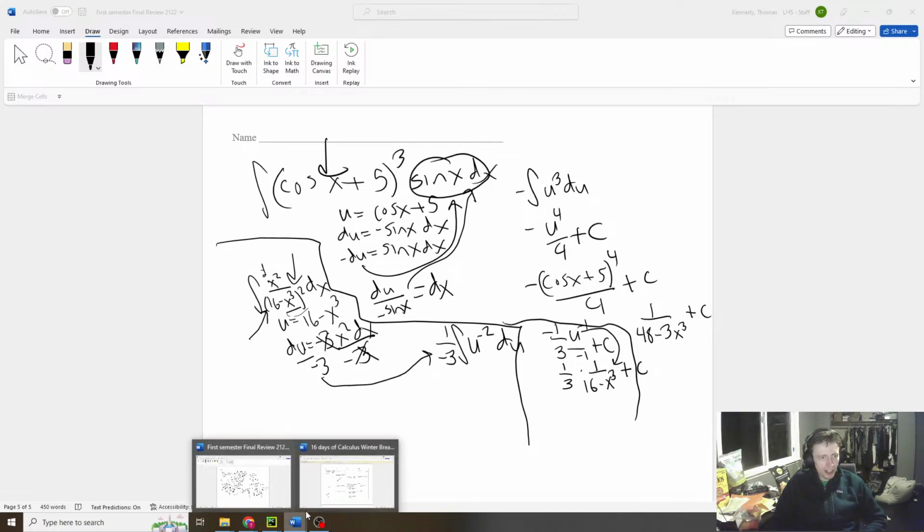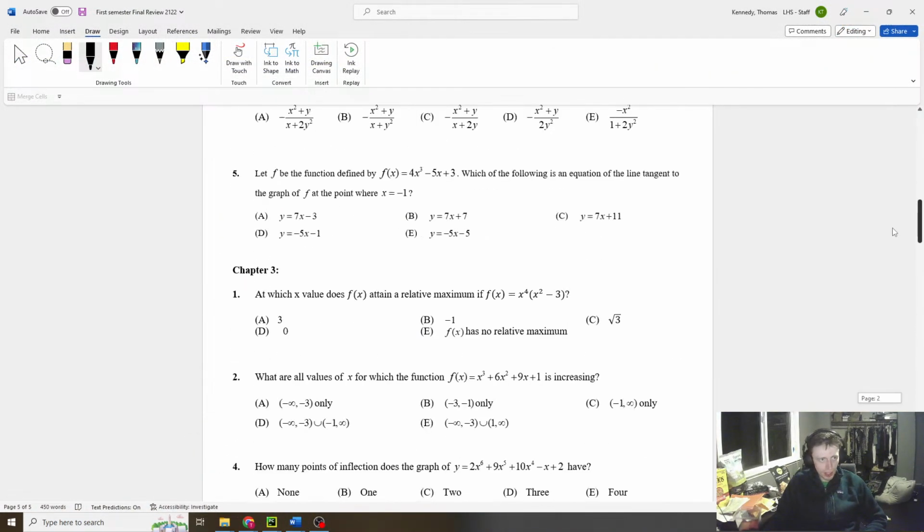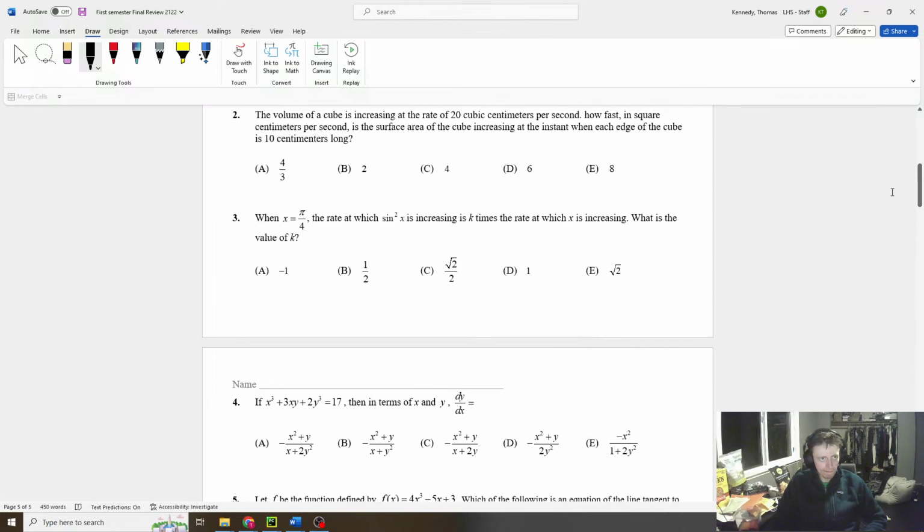Okay, I want to go to question 2, 3. Okay, so at x equals pi over 4, the rate at which sine squared x is increasing is k times the rate at which x is increasing. Oh yeah, I always hate these questions. Just take the derivative of sine squared x. That's the rate it's increasing. And it's k times the rate x is increasing, which is 1, because x is 1. That's its rate. Then you just solve for k.